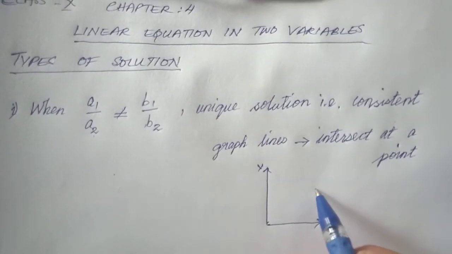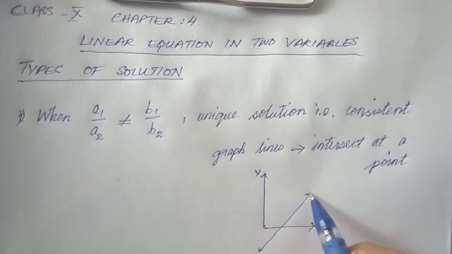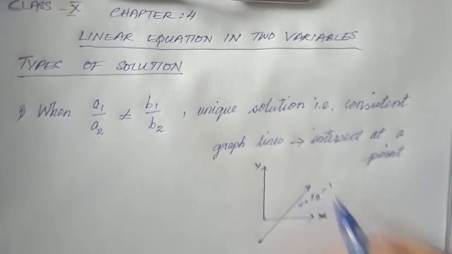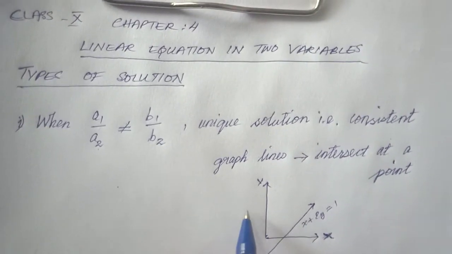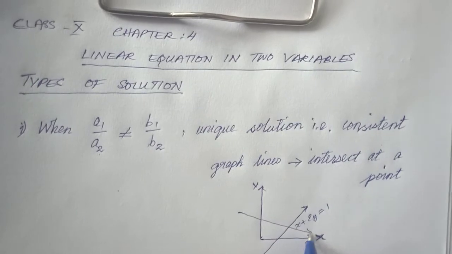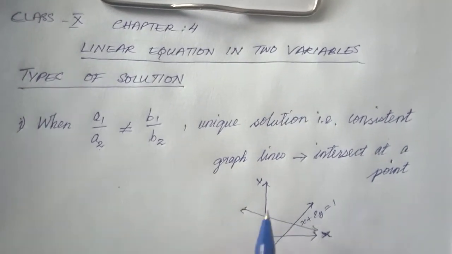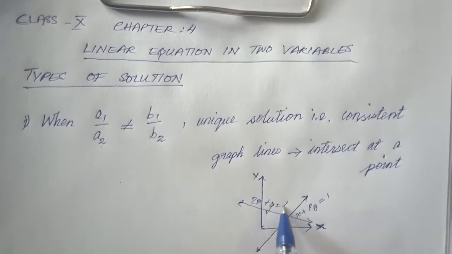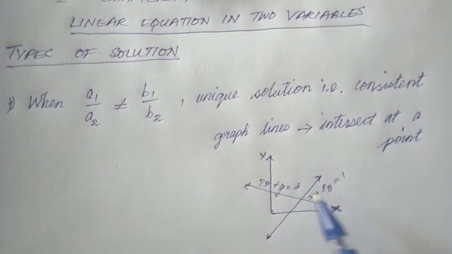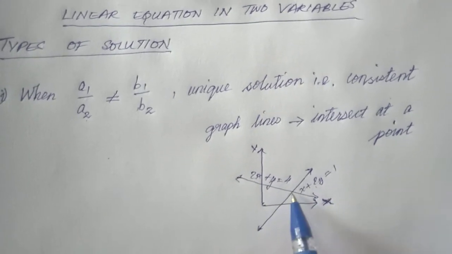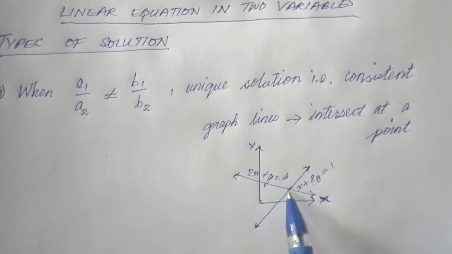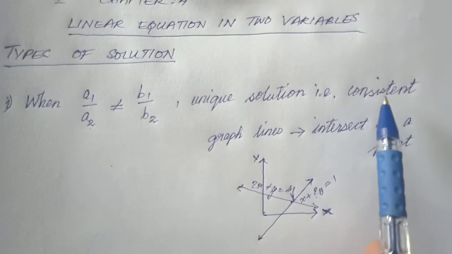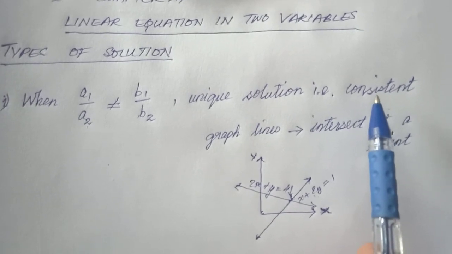Suppose this is the first equation line, let's say x plus 2y equal to 1. And the other equation will be like this. It will intersect the first equation. Let's say this one is 2x plus y equal to 4. So if we have these two equations, and if the lines drawn in the graph intersect at a point, it means that we have a unique solution, or it is called consistent. I hope you understand that.